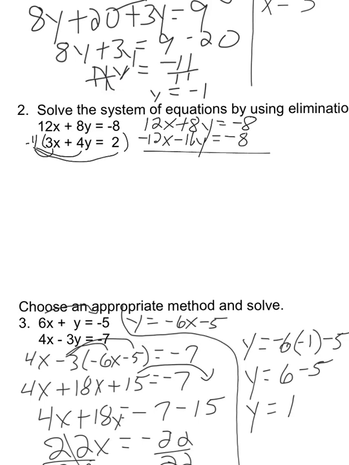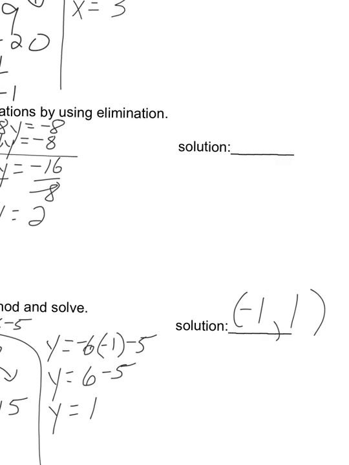As we see, the 12's eliminate or cross out. 8y minus 16y is a negative 8y. Negative 8 and another negative 8 gives me negative 16. Finally, divide by negative 8. And y is 2. So I put that in my solution set.